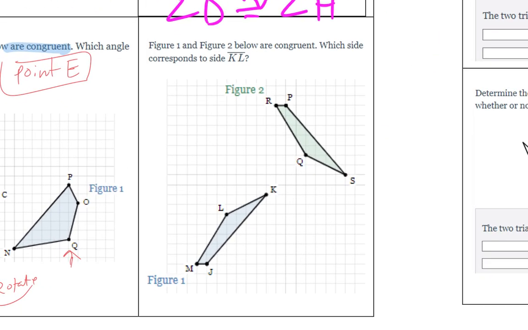It says figure 1 and 2 are congruent, so we know they have the same size and the same shape. They're asking which side corresponds with KL. See what you think about that one. KL is going to be that one right there. It's not this side, not this side, not this side. KL would be this one right here, SQ. That would be this one right over here, SQ.